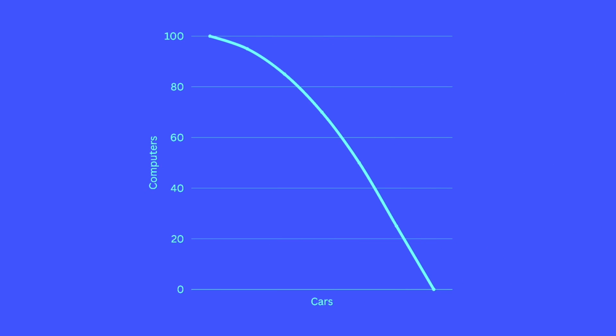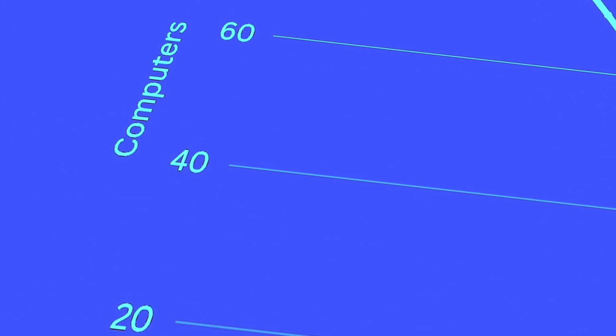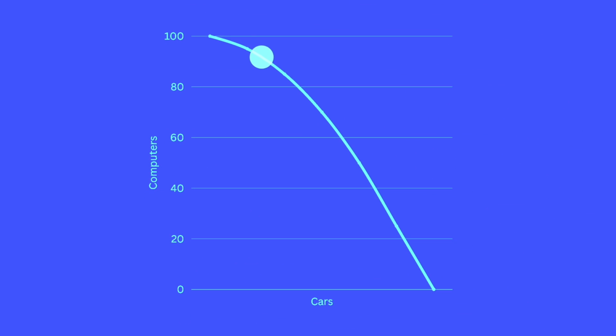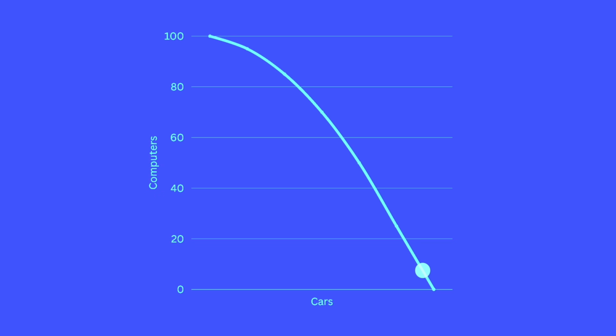First, the PPC maps every efficient mix of two goods an economy can make. Here, cars and computers, given its current resources. From there, any point on the line represents efficiency, and moving along it shows the trade-off. Producing more of one means producing less of the other.